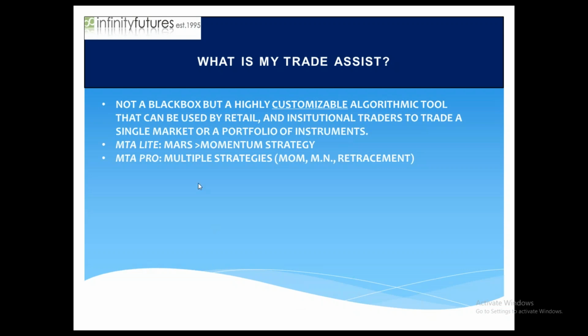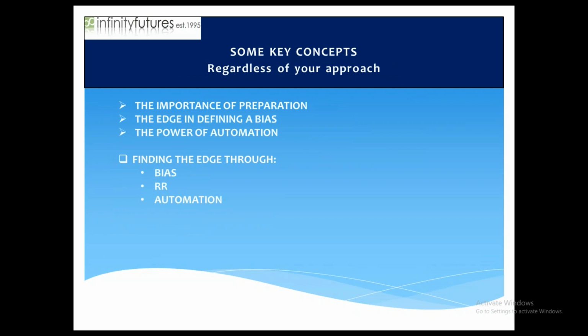There are two versions. The MTA Lite is the one most commonly used out there by some of you, and we also use it for some accounts. The MTA Pro has different strategies and the flexibility of allowing you to use not only momentum strategies, but also a market neutral strategy and one strategy based on retracement.